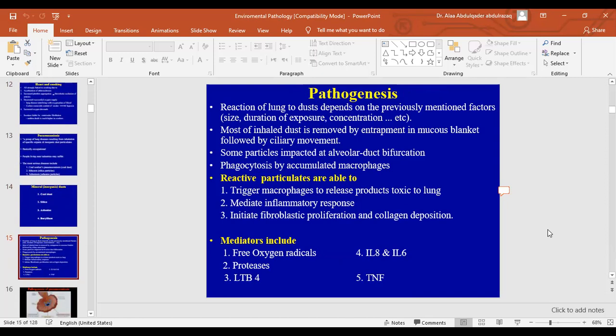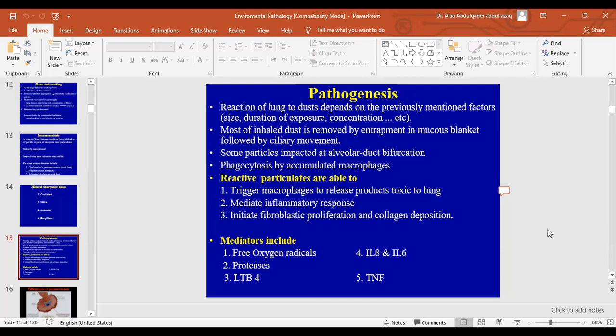هذا الدست ما راح يدخل إلى اللنج، زين. مثل ما ذكرنا راح يعتمد على many factors. الإفكت مالته يعتمد على size of the particles, concentration, duration of exposure, reactivity of the tissue. Most of the inhaled dust is removed by entrapment in mucus blanket followed by ciliary movement ويصير له extrusion to the outside. Some particles impacted at the alveolar duct bifurcation. It will be phagocytosed by macrophages, زين.